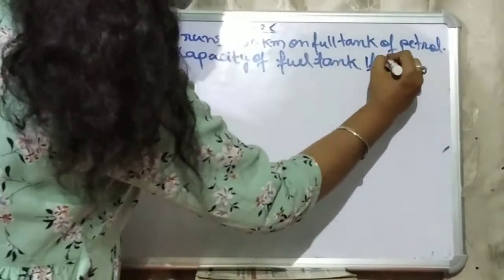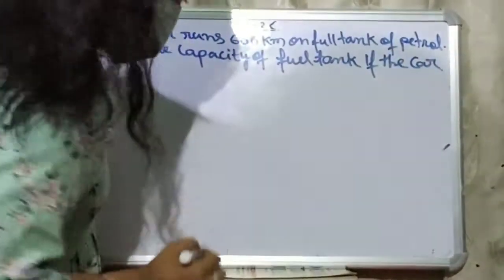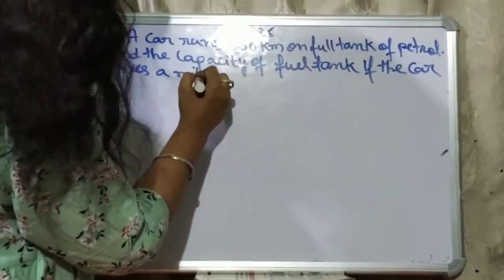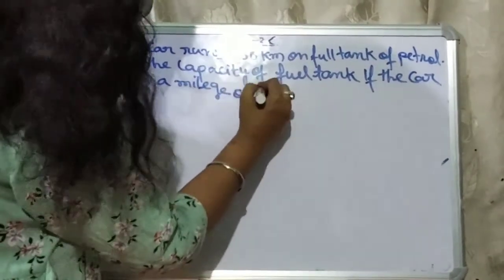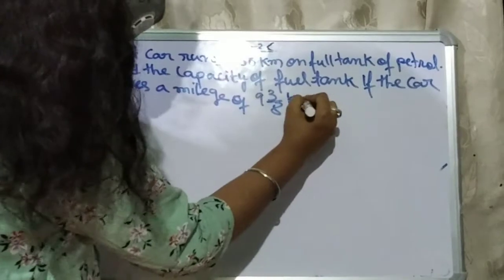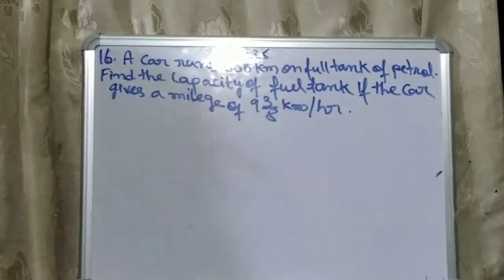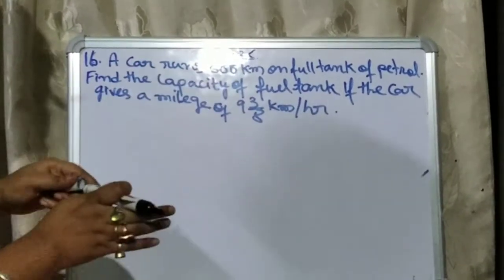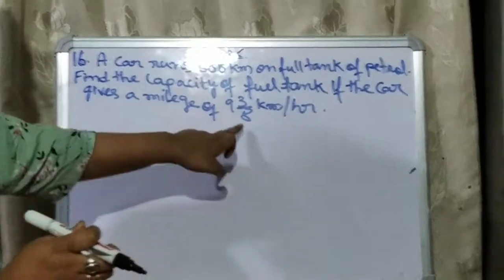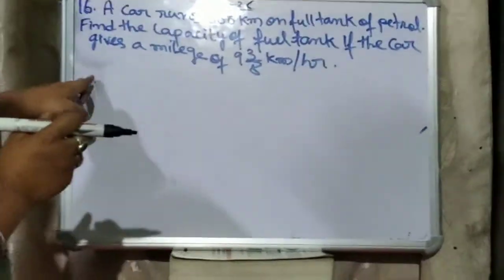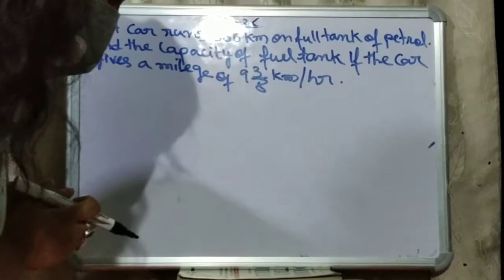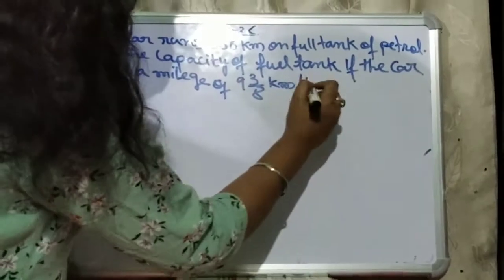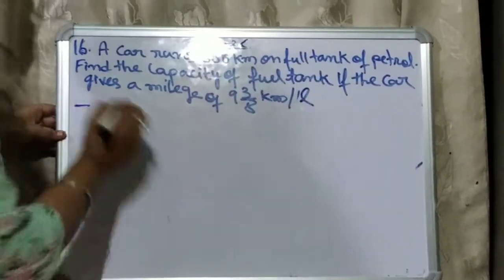if the car gives a mileage of 9.3/8 kilometer per hour. I have written like this, per means this slash. So current, this is your distance, and this is your speed, and they have asked what your capacity of the fuel. Okay, this is per liter. Okay, per liter. Now how you will find out the capacity?